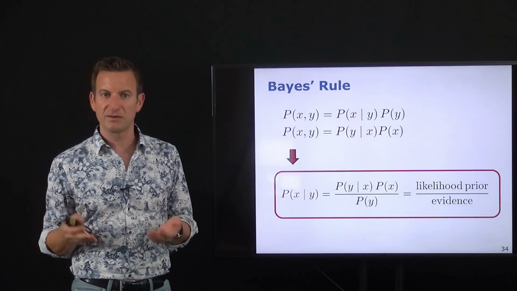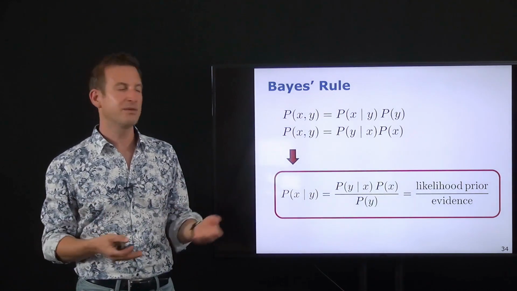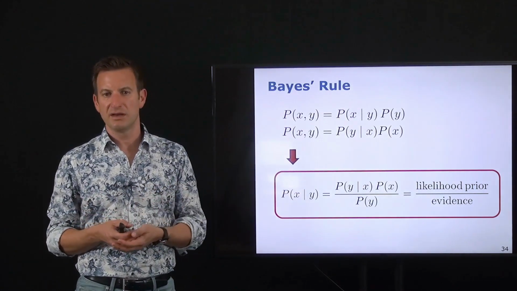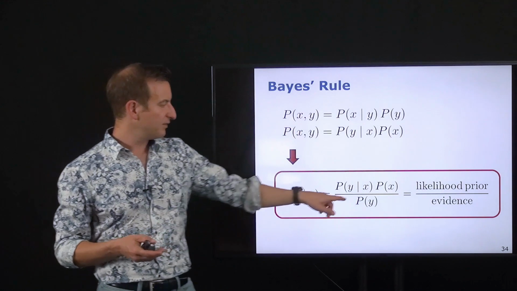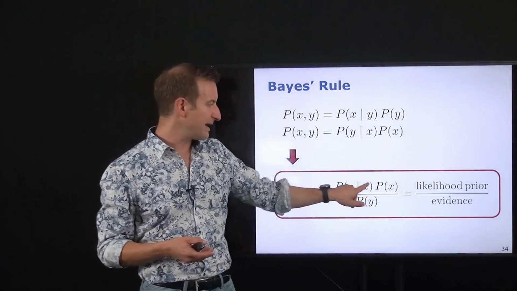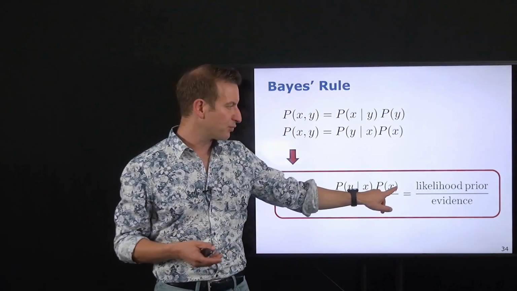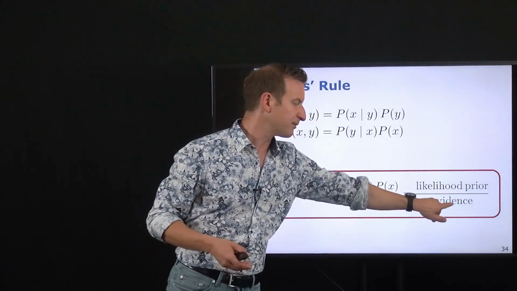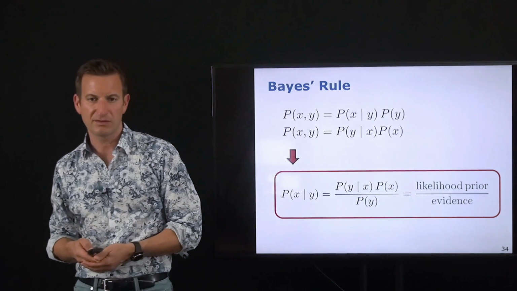And therefore the Bayes filter is called the Bayes filter because it uses Bayes' rule as a key ingredient in its derivation. And so this term here is often also called the likelihood. This term is often called the prior, and this term is often called the evidence. So we see a likelihood times prior divided by evidence.